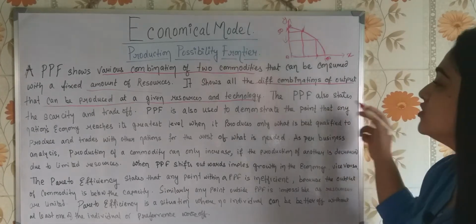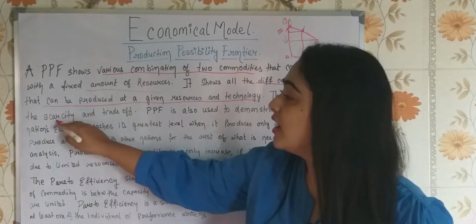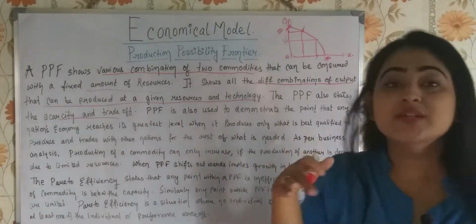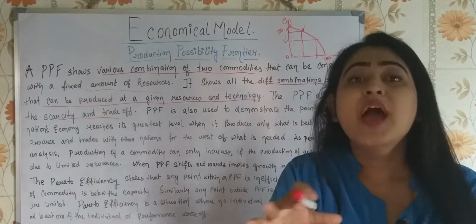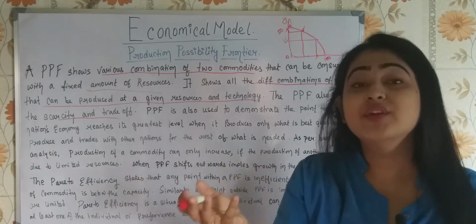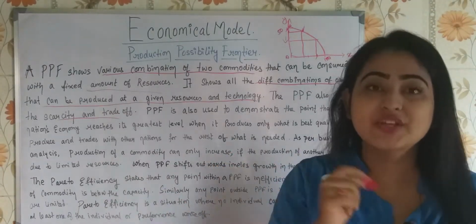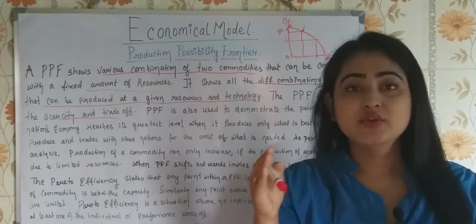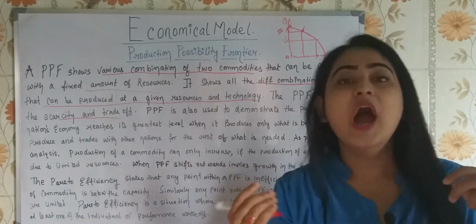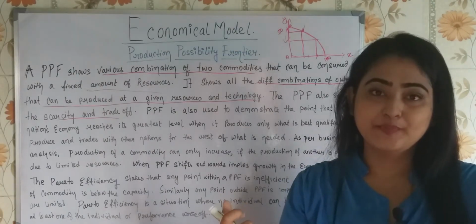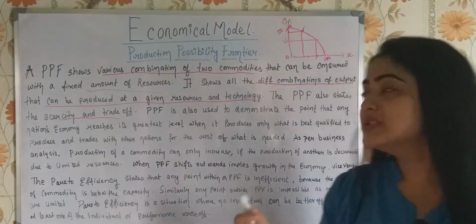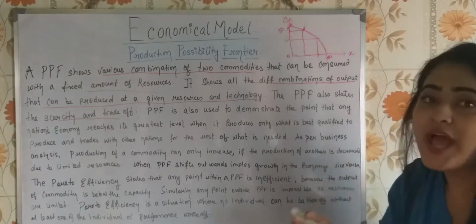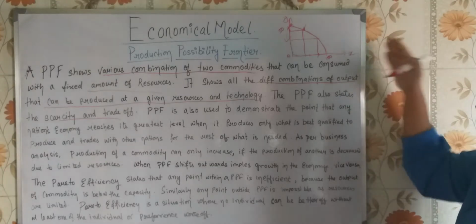The PPF also states scarcity and trade-off. Yes, here we have seen what scarcity is and what the trade-off is. What is the trade-off? We know, right, in the Phillips curve we have a trade-off between unemployment and inflation. What does that imply? That if you are choosing, you will have to choose between unemployment or inflation. So here also we have the trade-off. We have to choose which commodity has to be produced, X or Y.